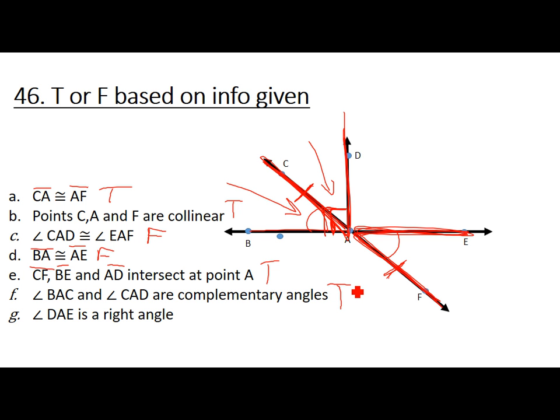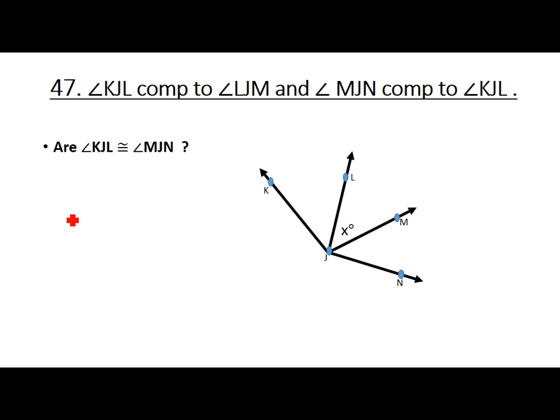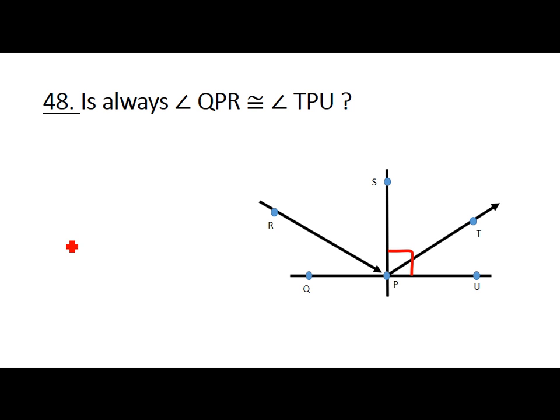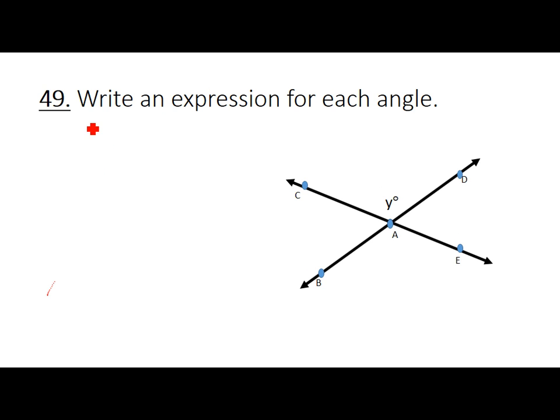DAE is a right angle. DAE is this right here. True or false? False. You can't assume that this is a right angle, but what can we assume about that right there, BAE? It's a straight angle, right? It's 180. And if this part over here is 90, what's the only thing this part over here could be? 90. So that is only in Jacob's world. Yeah, we're done.